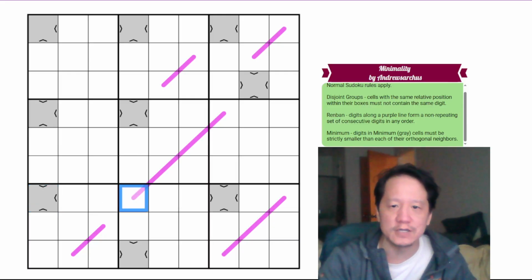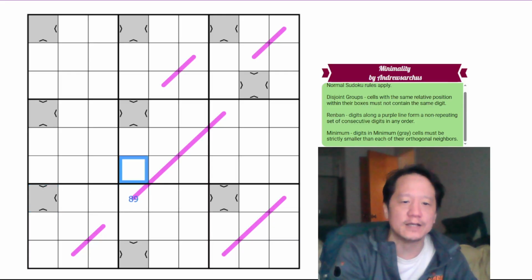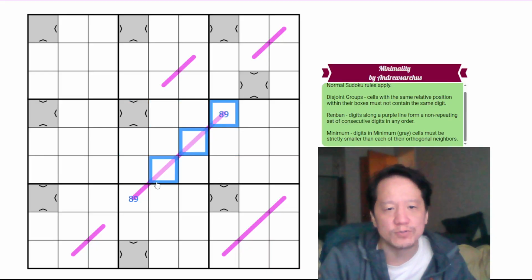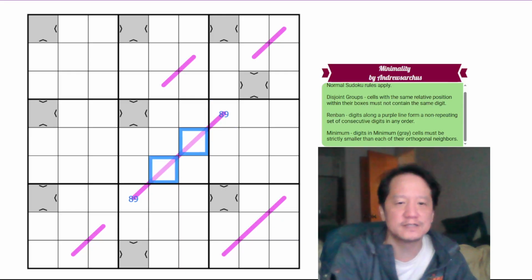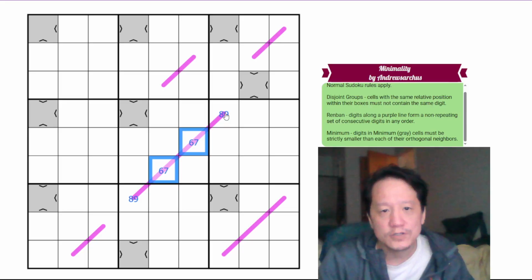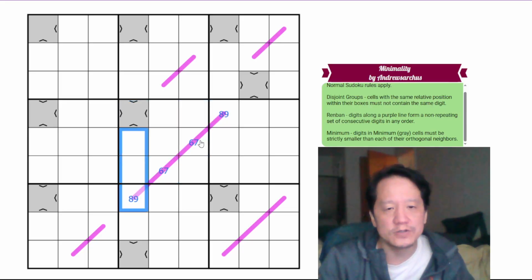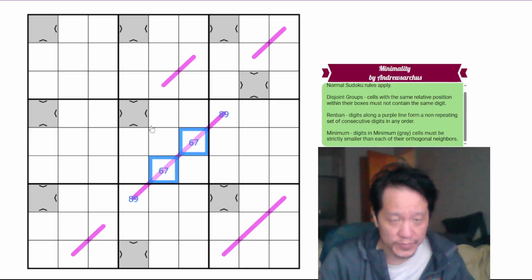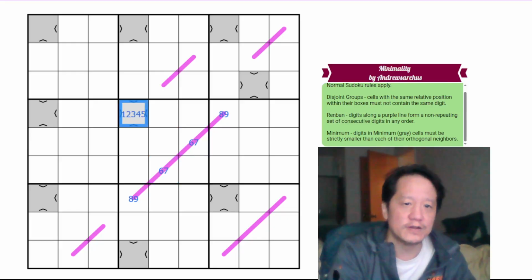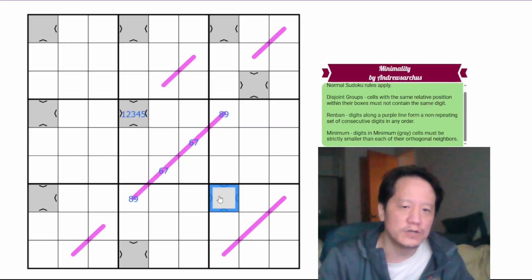From the disjoint set, we know then this has to be 8, 9 as a pair. And to make this a Renban, it has to be 6 and 7 with it. So that means 8 and 9 is here. This is 6 and 7. So this must be 1 through 5 here. We don't know where the 7 actually is.